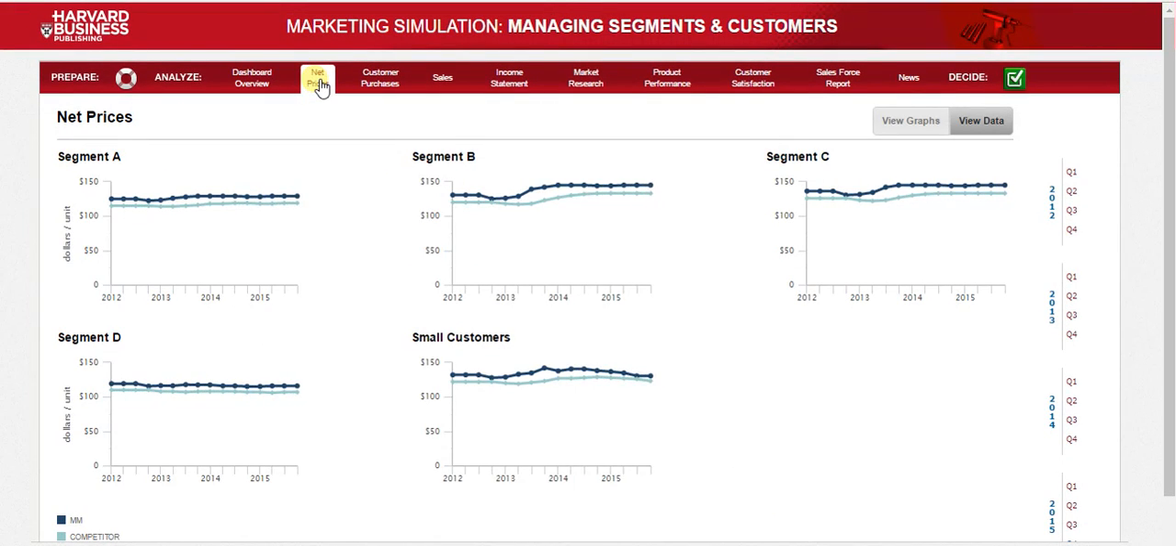Now we're going to move to the net prices tab. This simply shows all 5 of my segments and basically me and my competitors, which me is the dark line, my competitors are the light line, and it shows in each segment where I spent my dollars per unit.